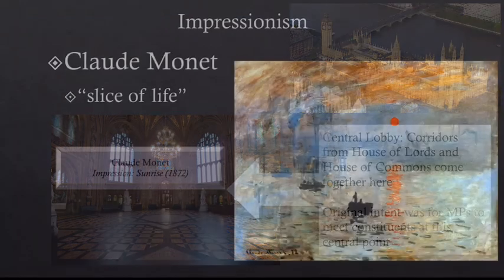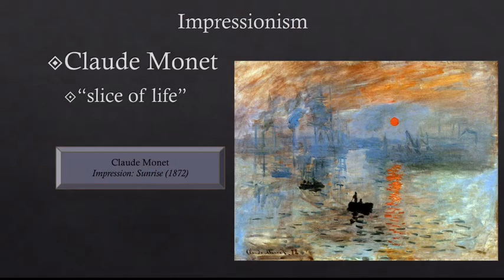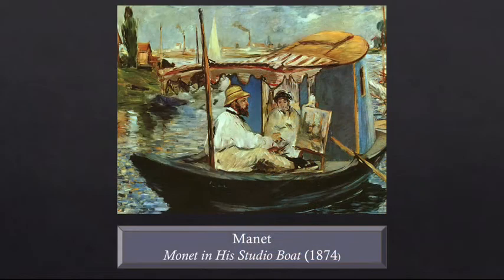Now we're on to Impressionism. Here's Claude Monet's The Impression Sunrise. It's literally a slice of life. This is what Monet saw. It was his impression of a given moment. And these impressionist artists oftentimes painted in the environment. That was what was necessary to get that impression of moment. Edouard Manet actually painted Monet in his boat studio.